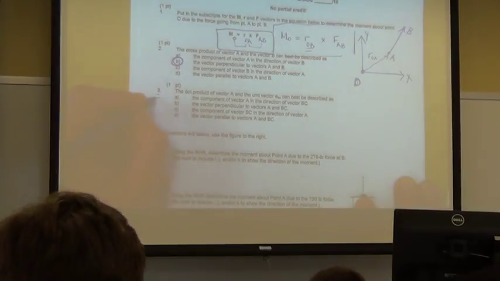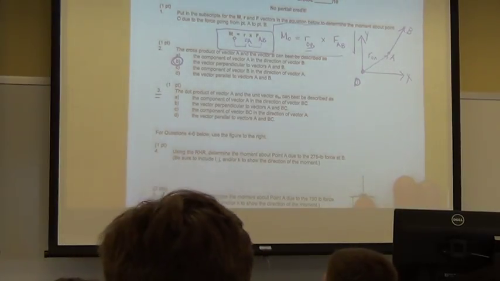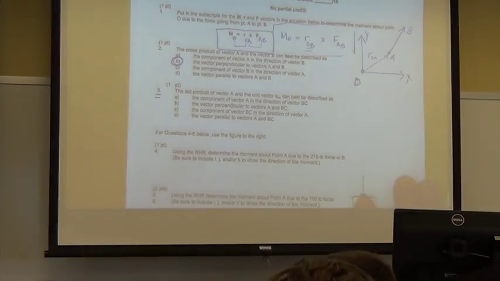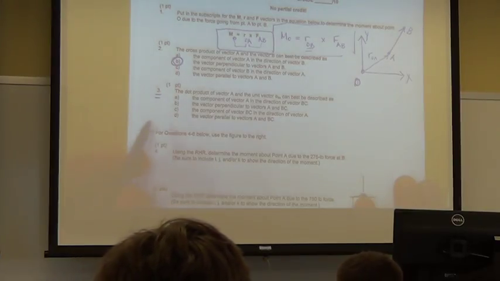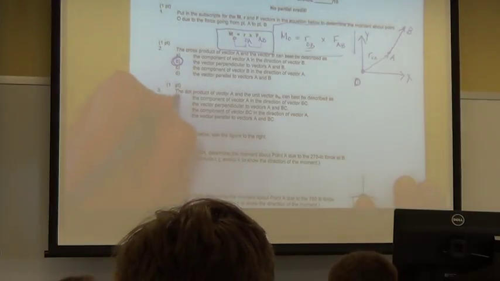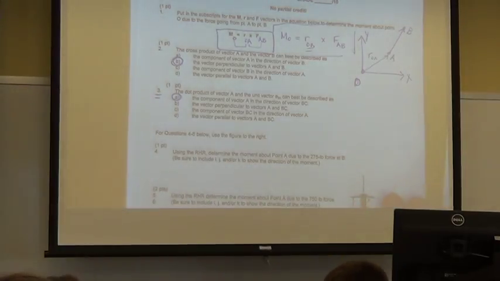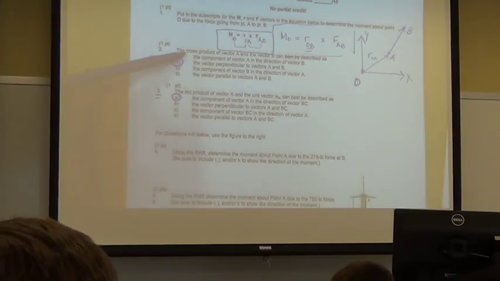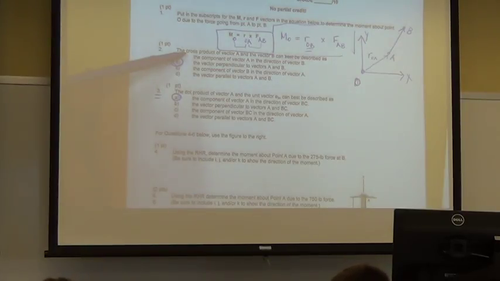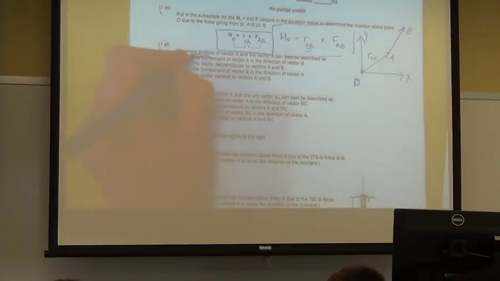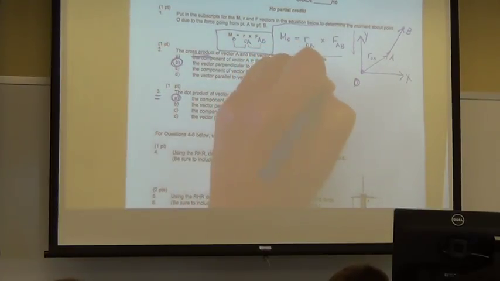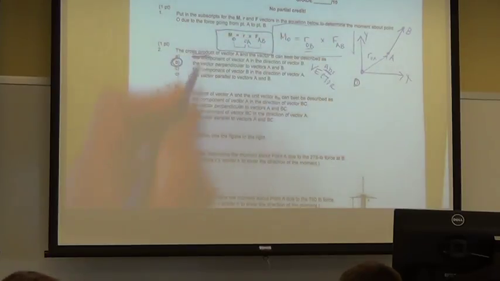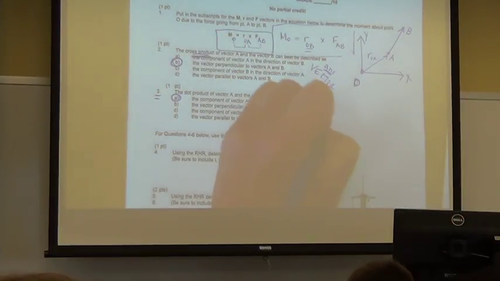We're on number 3 now. What's the answer? A. It's the component of vector A in the direction of BC. Cross product, does the cross product give me a scalar or a vector? Vector. The answer has to be a vector. How about the dot product? The answer is a what? Scalar. Be careful with that.